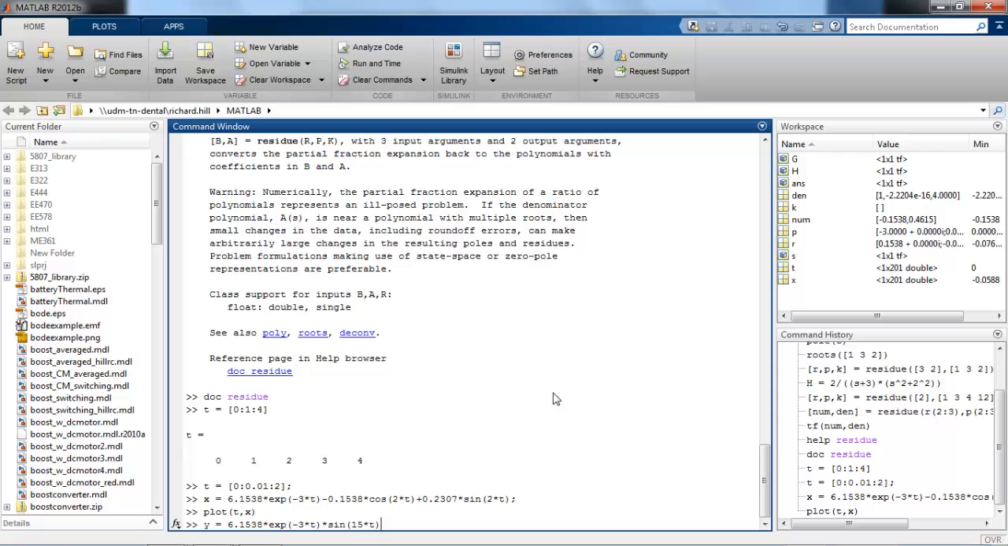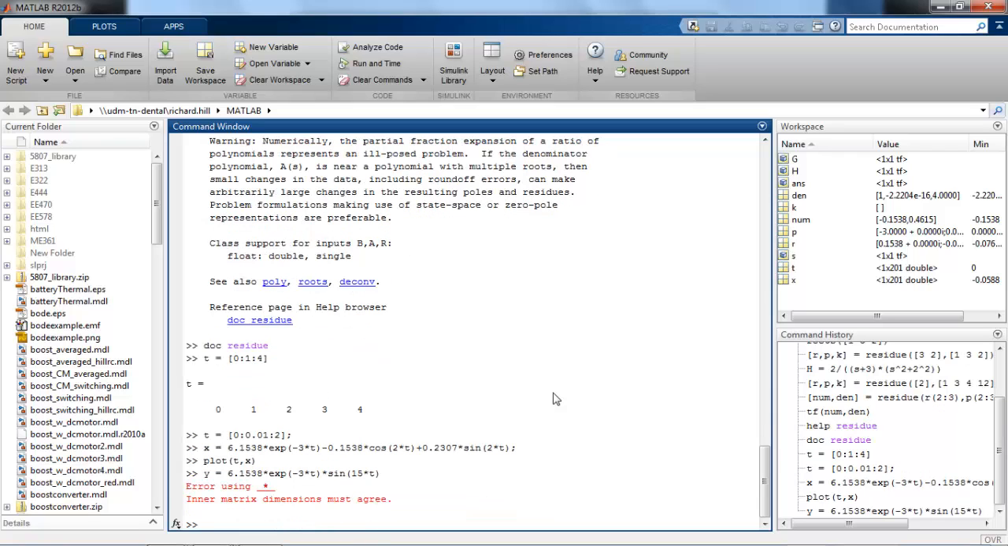When I hit enter, I'm going to get an error. The reason I get an error is because this exponential is essentially an array of 200 elements, and this sine also is an array of 200 elements, where each element of the array is that sine function evaluated at the different values of t. So the first element is the value when t is 0, the second element is the value when t is 0.1, the third element is when t is 0.2, and so on.